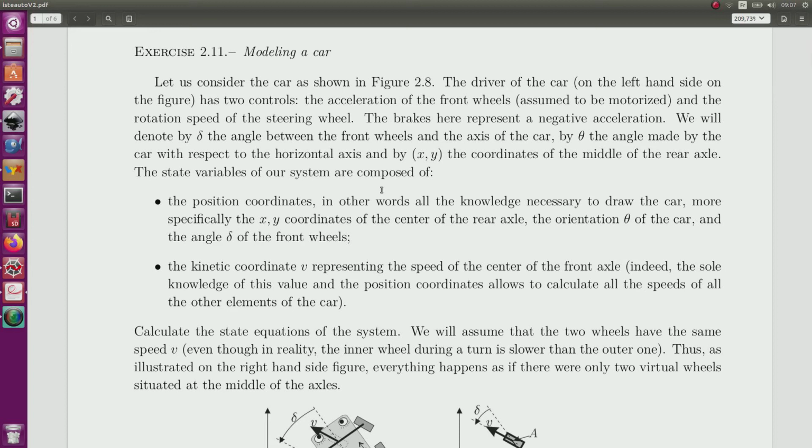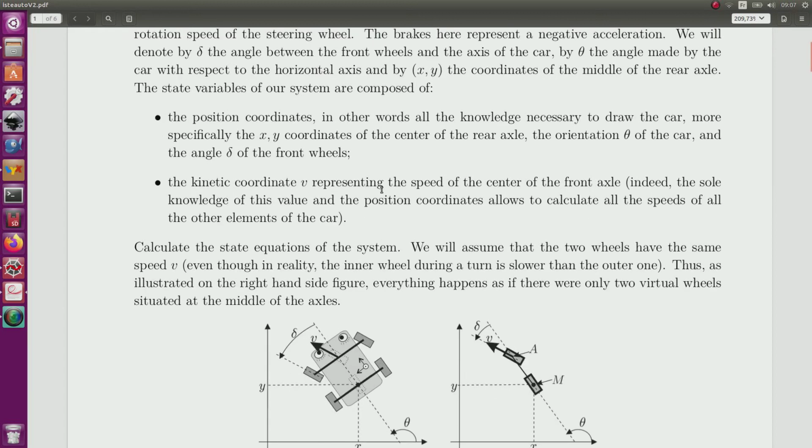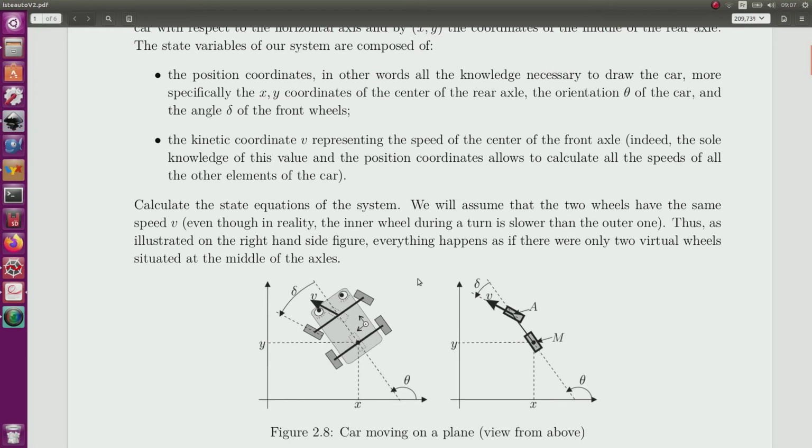This exercise will propose a state model for a car. So the car is represented on this figure. The actuators for the acceleration are applied only on the front wheels. We'll assume that the speed of the left and right front wheel are the same. So it is the same as if I have only one wheel in the center, and this is why the model we will propose is sometimes called a bicycle model or also a tricycle.